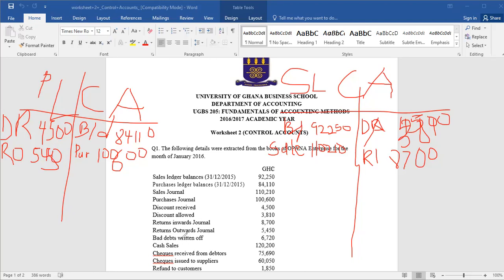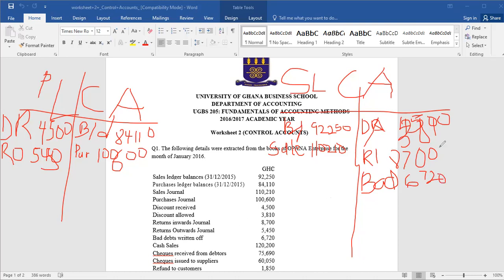Yeah. And then bad debt written off. Okay, as you saw, bad debt written off, it will reduce the amount that the person owes you. So it comes here, bad debt written off. So which was bad debt? So bad debt, and that one is what? 6, 7, 2, 0.